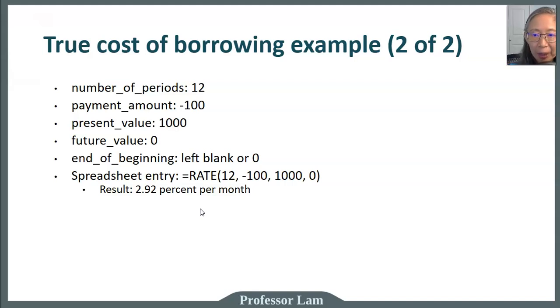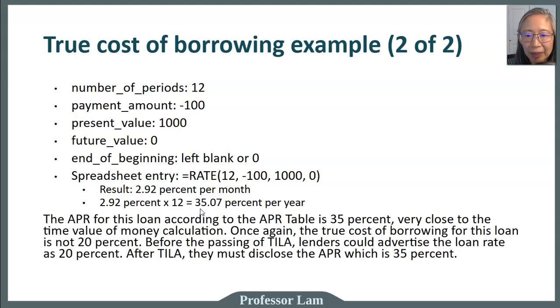Remember, this is a monthly payment. It's $100 per month. So the answer, 2.92%, is the interest rate per month. If you multiply that by 12 months per year, you'll get 35% per year. The cost of this loan is not 20%. The cost of this loan is closer to 35%. The government has a loan table that you can look up. The APR for this loan, according to the government table, is 35%, very close to our own calculation.